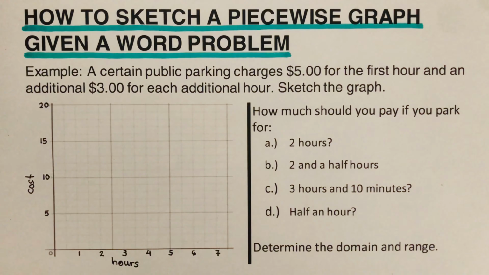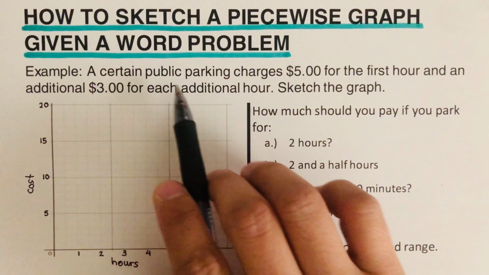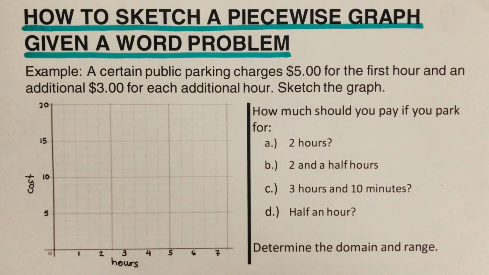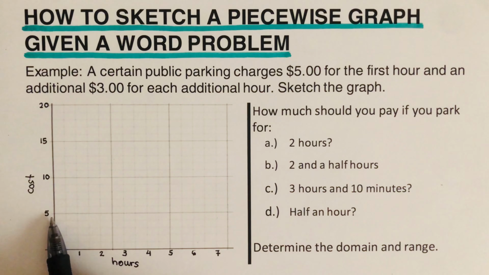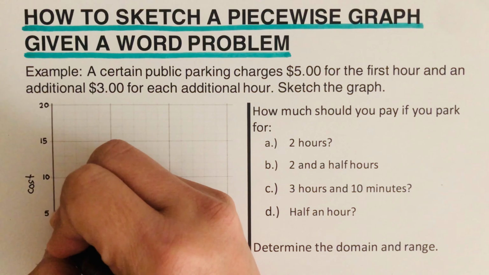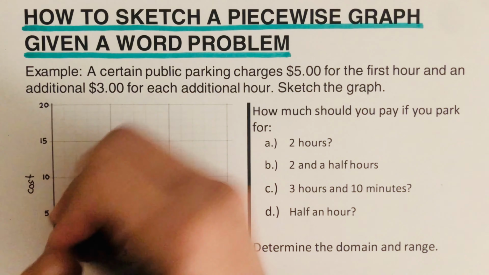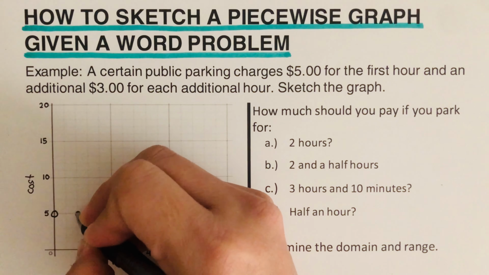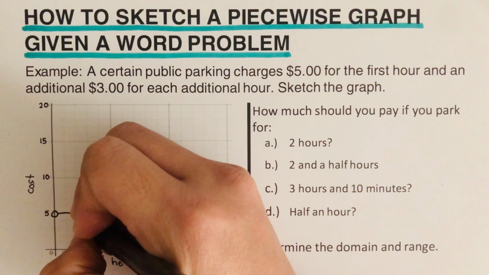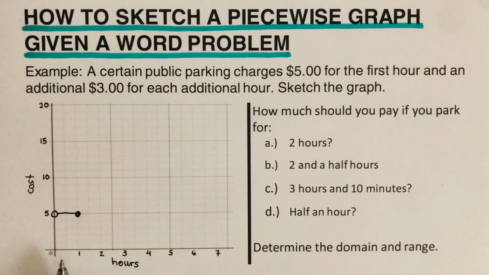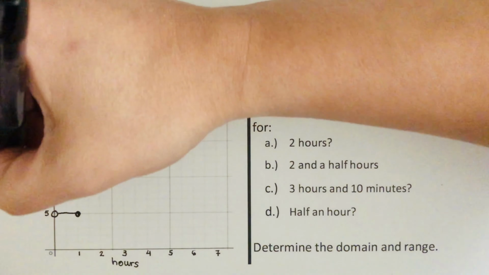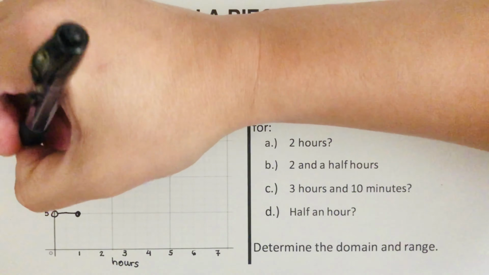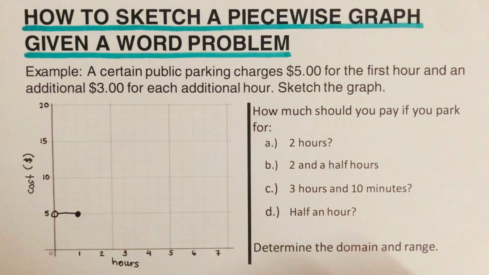Okay, so let's take this first statement right here. A certain public parking charges $5 for the first hour. So from 0 hour to the first hour would be $5. At 0 hour, you're not going to charge yet, so it's going to be an open circle. On the first hour would be a closed circle. So we're going to connect these two together. This means that even if you park the car for half an hour, your charge is $5. Again, the cost here is in dollars. Okay, so this is a closed circle.